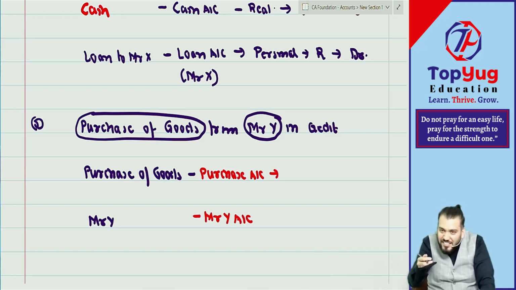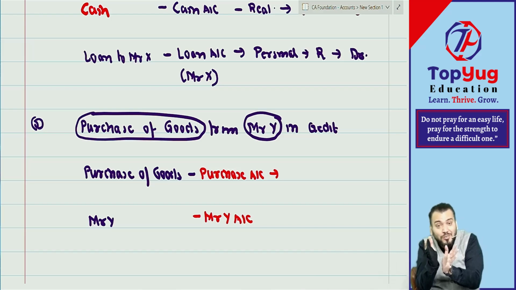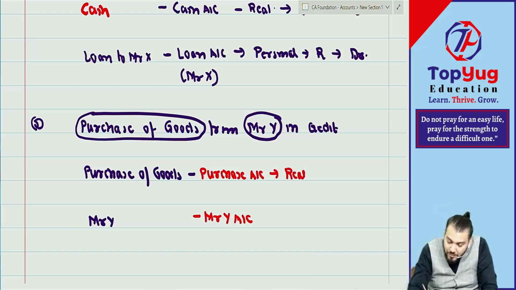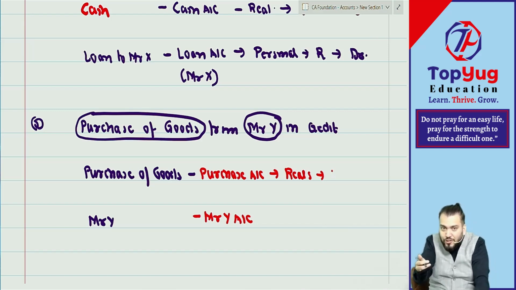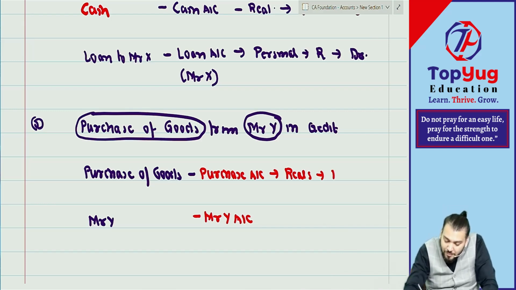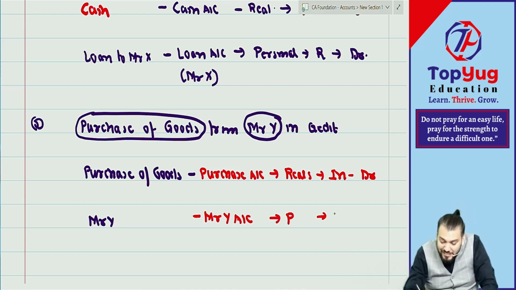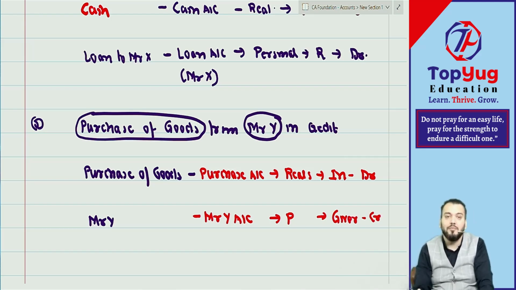Now tell me. Purchase goods. It represents goods. Goods is what? Asset or not? Asset means what? Real account. Are you getting what I'm saying? So can I say it becomes real? Tell me, goods is coming in or going out? Coming in. Therefore it will be debited. Mr. Y, which account? Personal account. Tell me, Mr. Y is receiver or giver of goods? So debit the receiver, credit the giver.